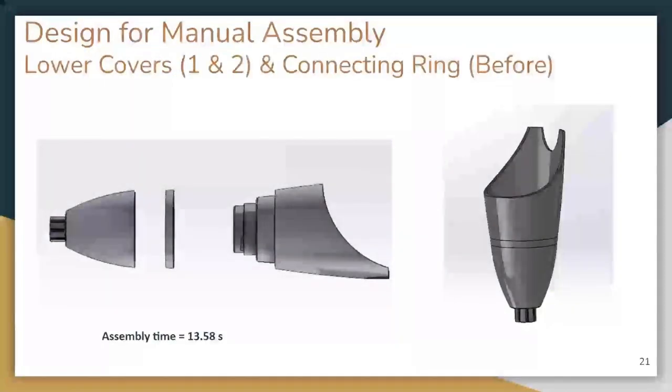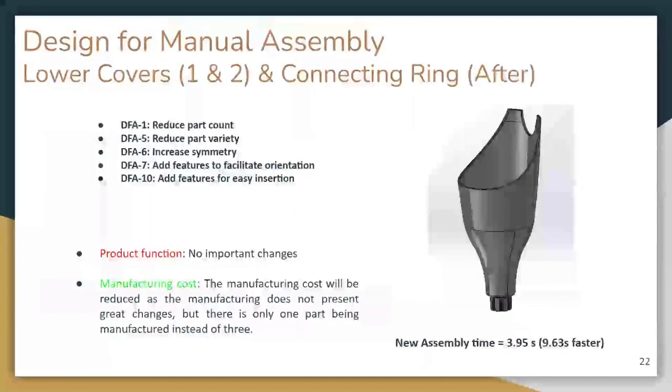This is the design of the lower covers and the connecting ring before, which has a total assembly time of 13.58 seconds, and it has the following view in the CAD. After the redesign, we were able to reduce the part count and variety at the same time that we increase symmetry and add features to facilitate orientation and also features for easy insertion. The new assembly time is 3.95 seconds, which is 9.63 seconds faster.